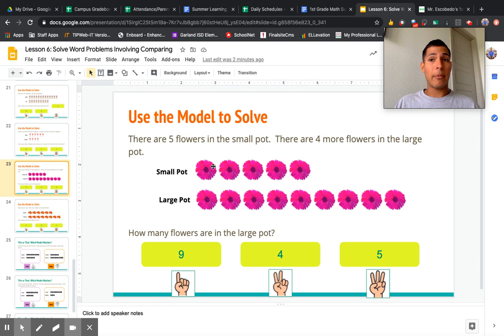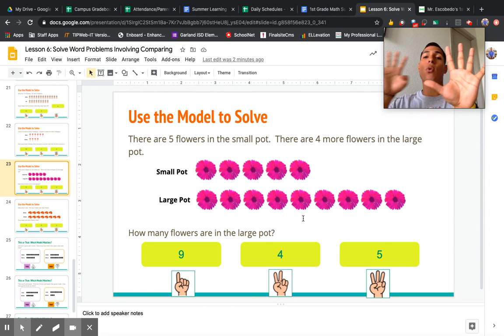So we need to create all of our pairs. First step, right? Pairing up. 1. How many flowers are in the large pot? Right? There are 5 in the small pot, and there are 4 more flowers in the large pot.